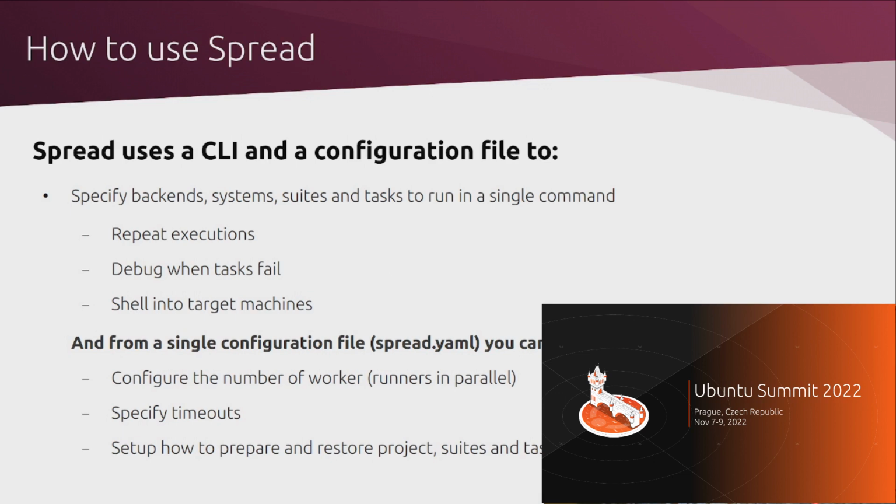Also, it's very easy to configure the number of workers you want to use. For example, if you want to run on 10 parallel machines in QEMU or 10 LXD containers, you can do it just with a number in the configuration. It's very simple. And in the cloud, it's the same. You can specify the image you want to use and the number of workers, and it will spread the executions and manage them across the workers.